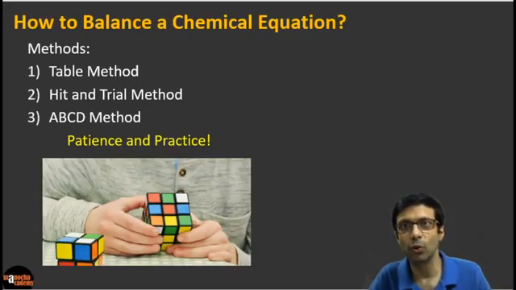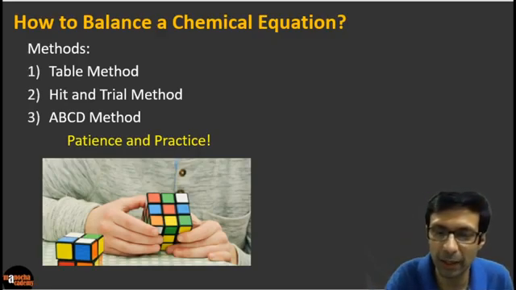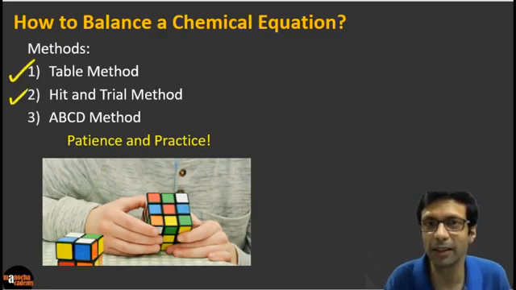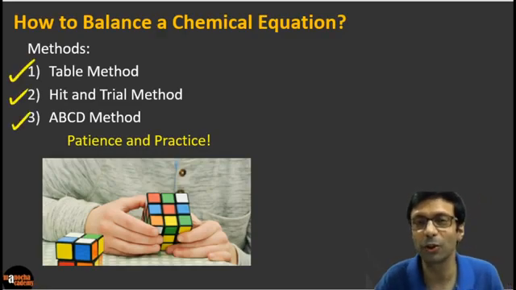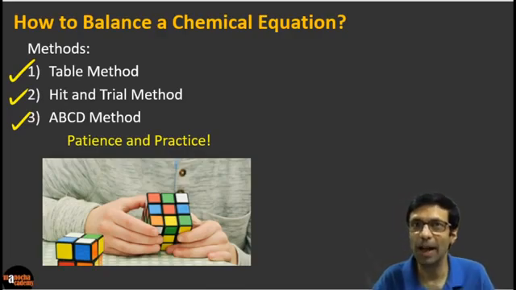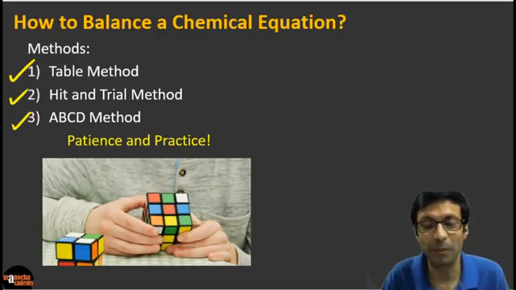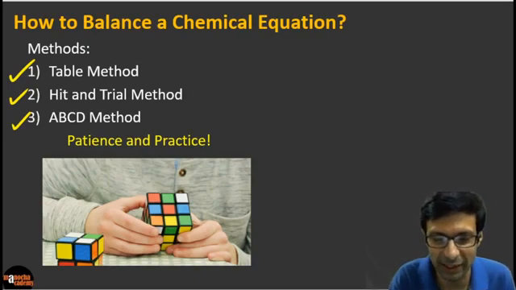So what are the ways to balance a chemical equation? In this video, we'll be talking about the table method, the hit and trial method, and a very important method called the ABCD method. So these are the methods we are going to be covering. And one important thing, patience and practice is very important. To balance chemical equations, you must have the patience and practice to do it. And with practice, you'll find it really easy.